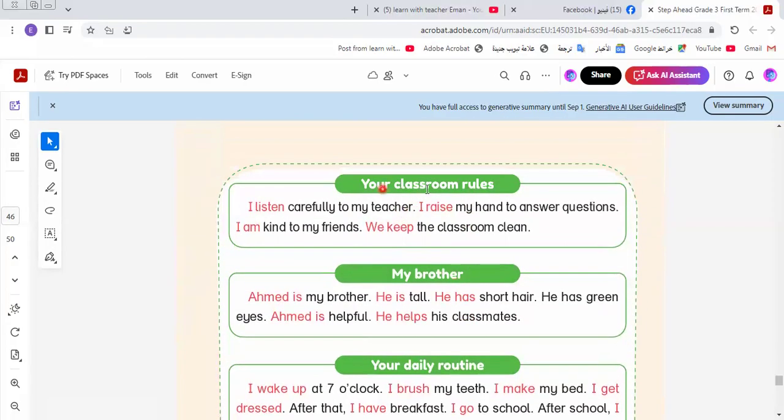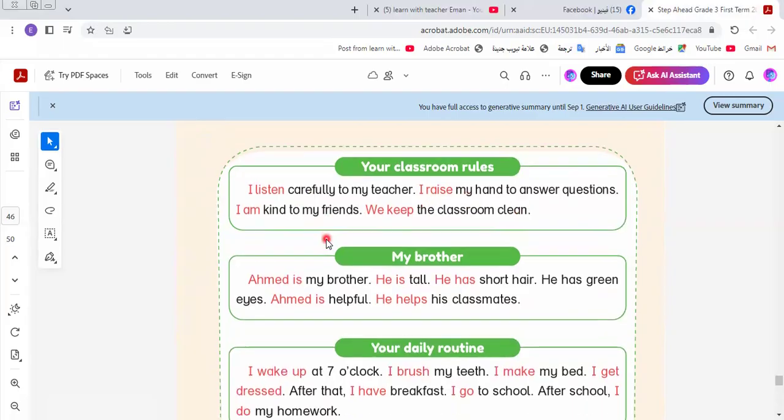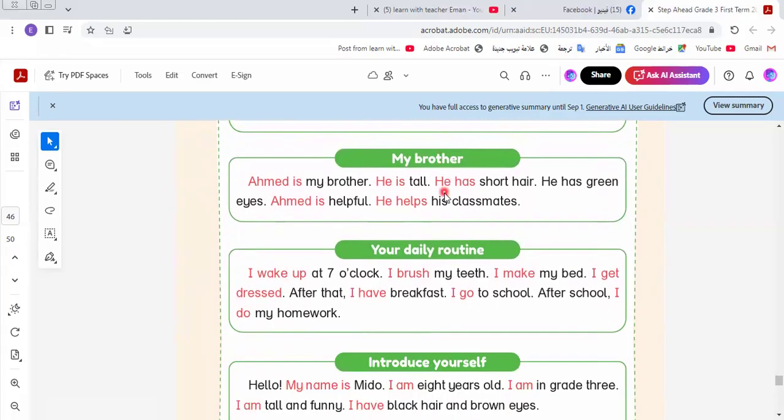Let's go to another topic. Here is the topic about your classroom rules. I think we took this during the unit. I listened carefully to my teacher. I raised my hand to answer the question. I'm kind to my friends. We keep the classroom clean.